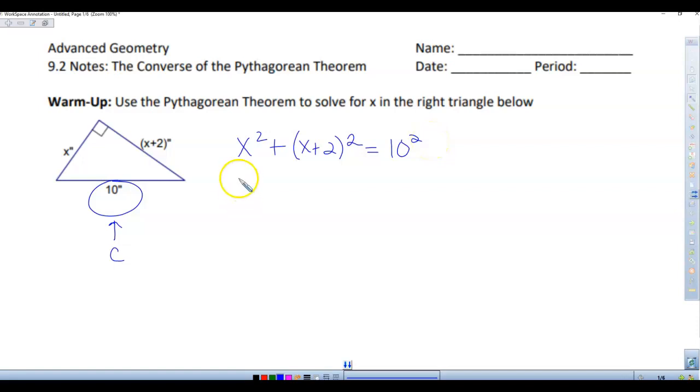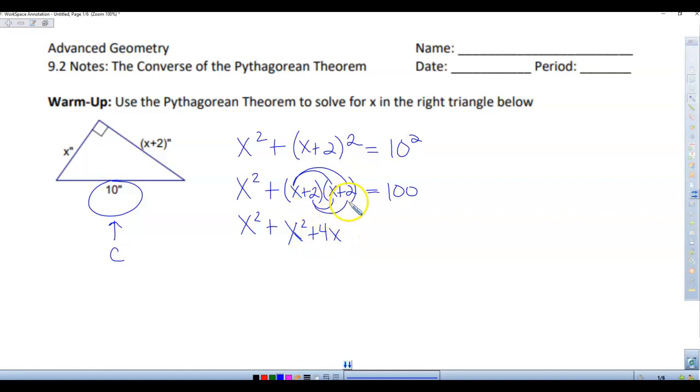All right? Now, when I square this binomial, you've got to make sure that you FOIL it or distribute it. So I'm going to just show my work and write it like this, because when you square something, it means to multiply by itself. Of course, if you can do this part in your head, squaring that binomial, that's totally fine. So I get x squared plus, this is x squared plus 2x plus 2x, which would be 4x, plus 4. And that would equal 100.